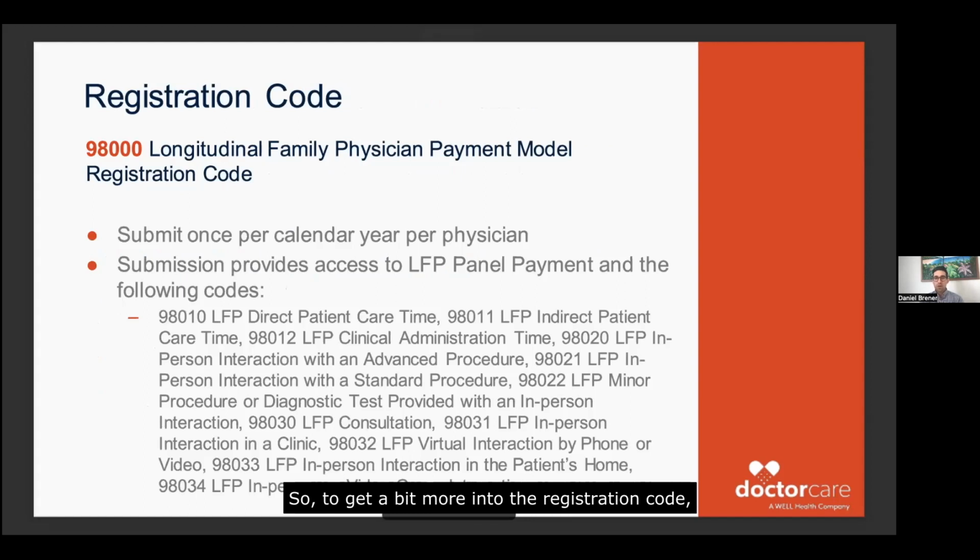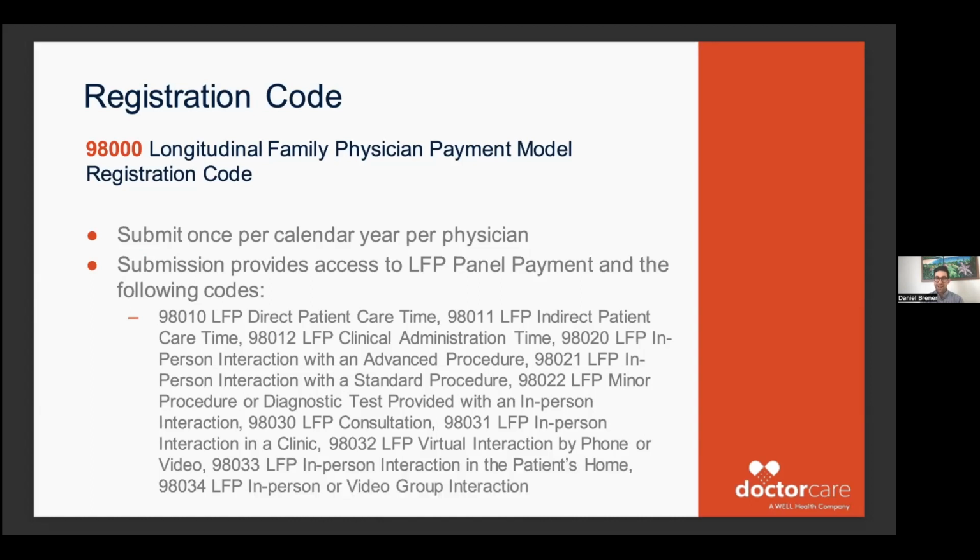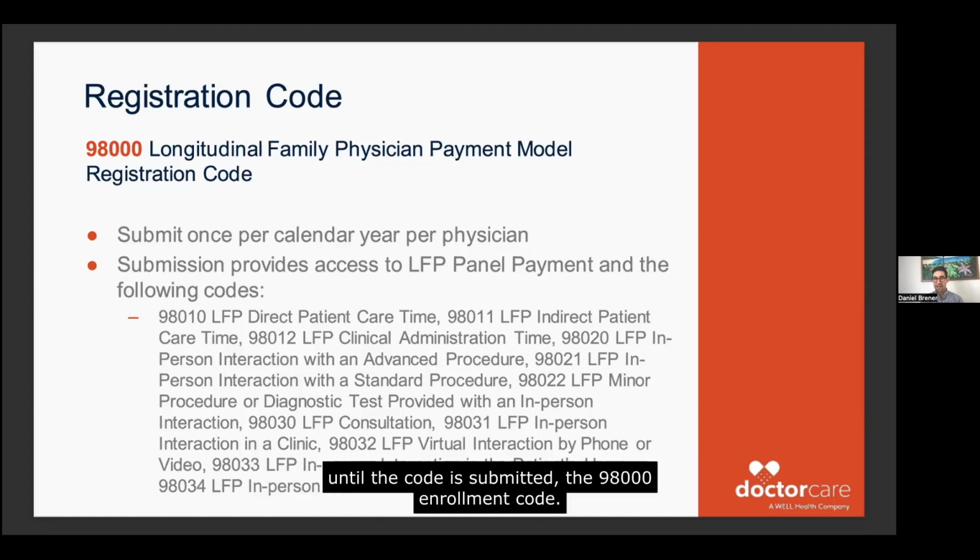So to get a bit more into the registration code, since this will be the first year that physicians will be enrolling in the new payment model, they can submit the code anytime after February 1st. However, after the first year, the code must be submitted once per calendar year per physician between Jan 1st and March 31st. If you do not submit your code by March 31st, no subsequent payments will be paid under the payment model until the code is submitted, the 98000 enrollment code.